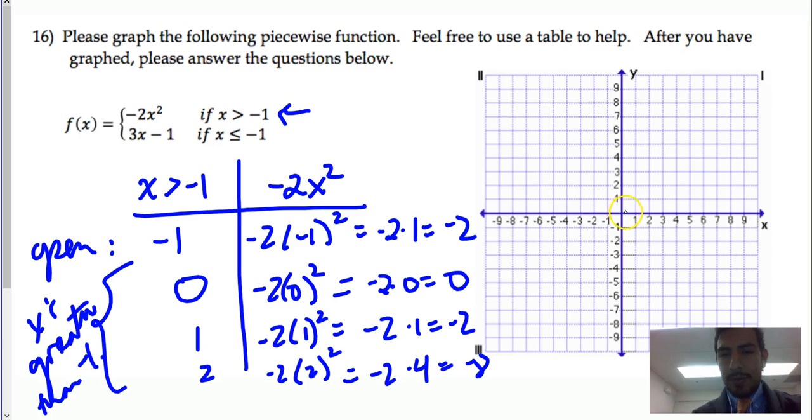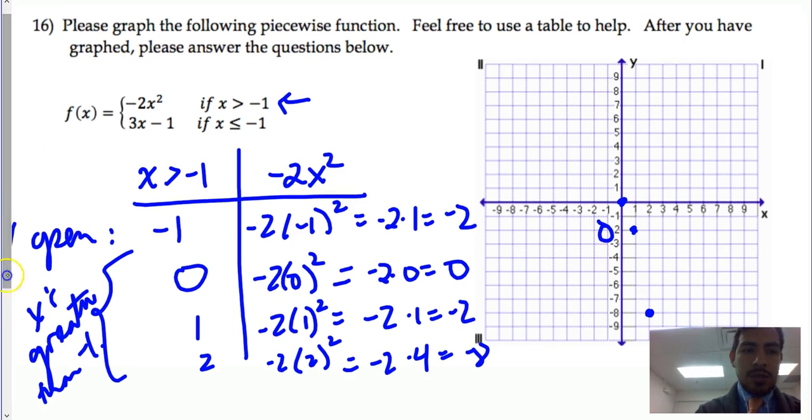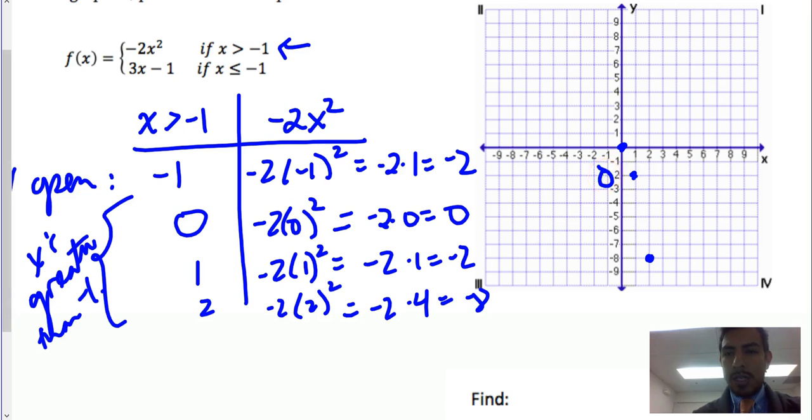Okay, now let's make our picture. We got an open circle at negative 1 comma negative 2, so let's make sure we have that open circle here. We got 0, 0, doink. We got 1, negative 2, doink. And we got 2, negative 8. Whoa, we are way down here. Okay, and let's connect the lines. And that's the first half.